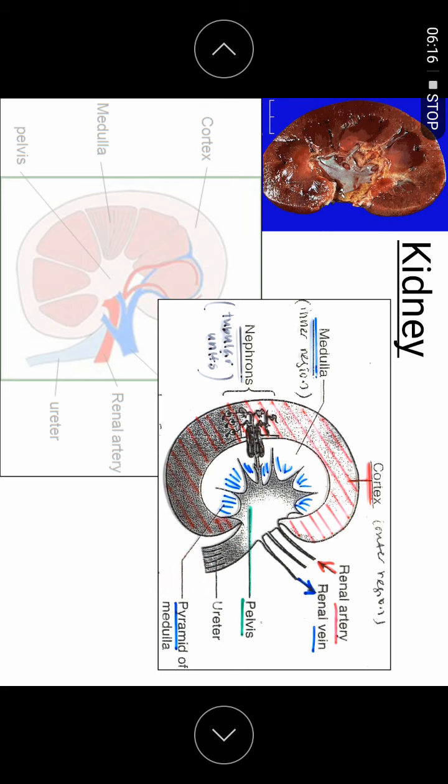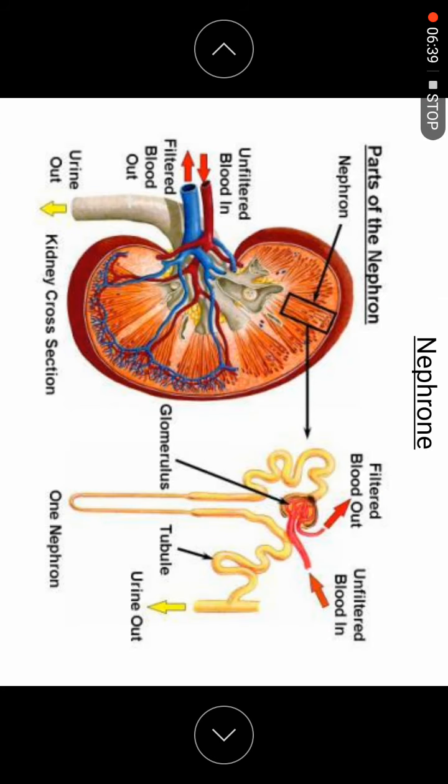So the pyramid of the medulla, this is the medulla, right? The pyramid means the one that is pointing. The pointing part actually contains a lot of collecting ducts. Collecting duct, I will use the word CD. So renal artery, blood in; renal vein, blood out. Okay, so we will see what is the nephron. Yeah, this is the nephron.